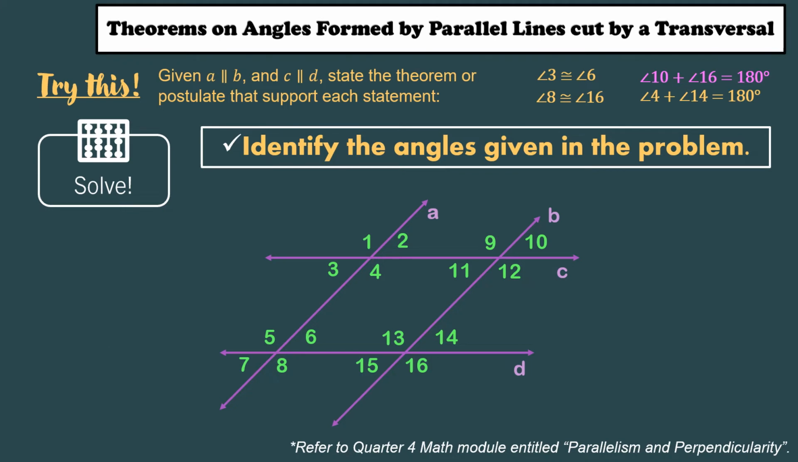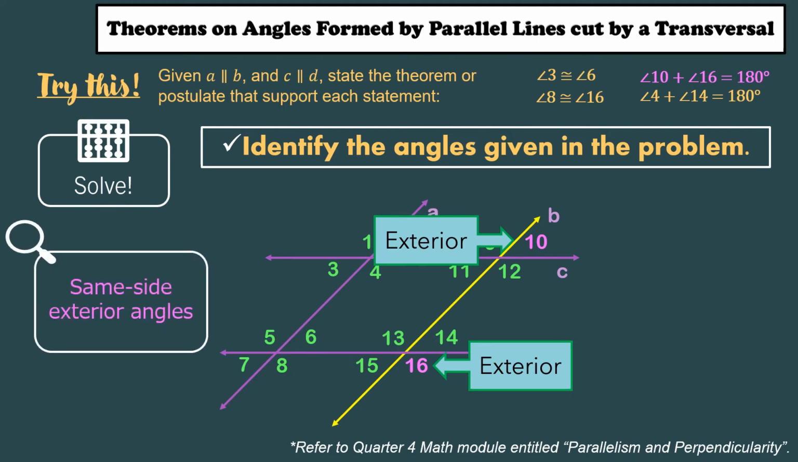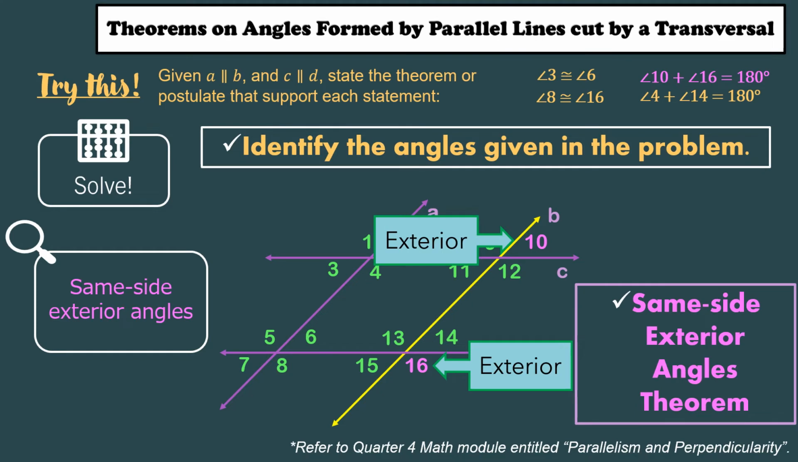To prove that the sum of the measures of angles 10 and 16 is equal to 180 degrees, we classify the angles. Angles 10 and 16 are angles formed by parallel lines C and D cut by the transversal B. And according to their location, they are both exterior angles found on the same side of the transversal. Therefore, angles 10 and 16 are same-side exterior angles which are supplementary based on the same-side exterior angles theorem.